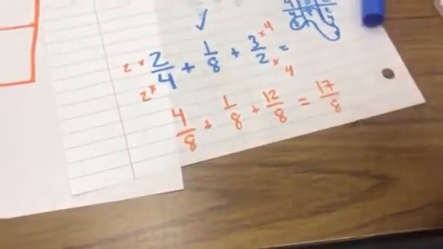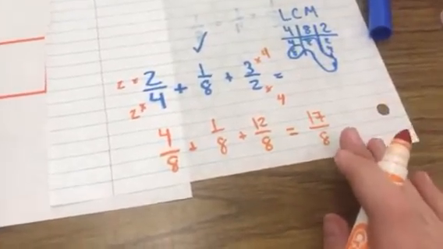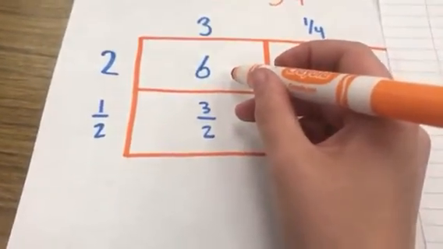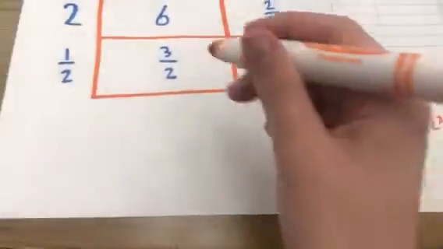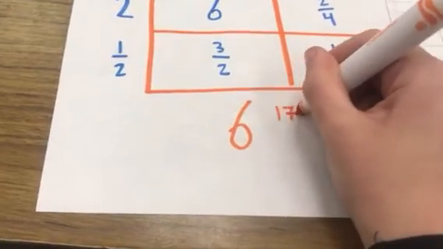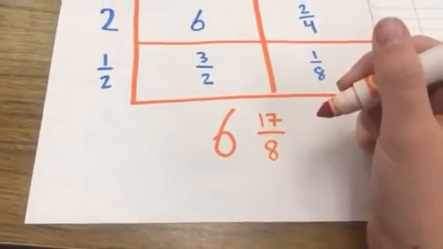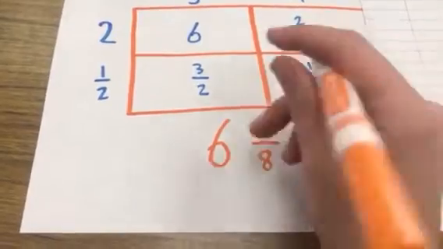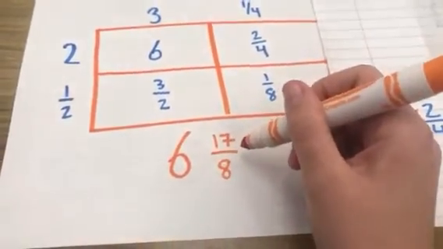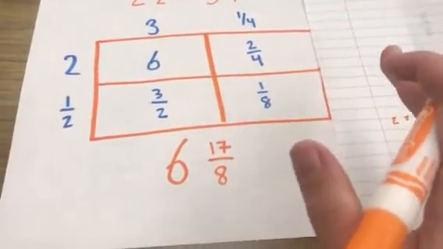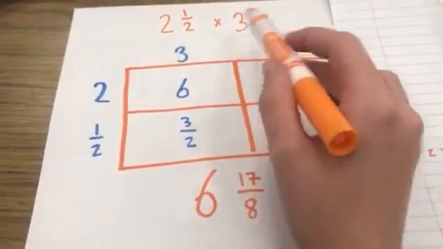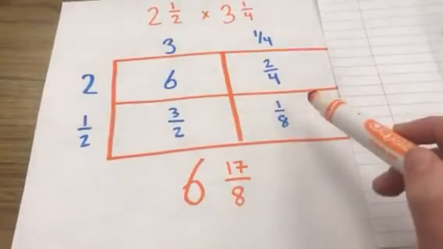Now, this is super important. We can't just circle this and say, oh, 17 over 8 is the answer, because we added these fractions, but we still have our 6. So our answer, we have to combine with the 17 over 8. So our answer is going to be 6 and 17 eighths. In just a few minutes, we'll learn how to take this a step further to push our learning, to convert this fraction. But right now, we're just going to practice the skill of multiplying a mixed number times a mixed number using area model. Thank you.